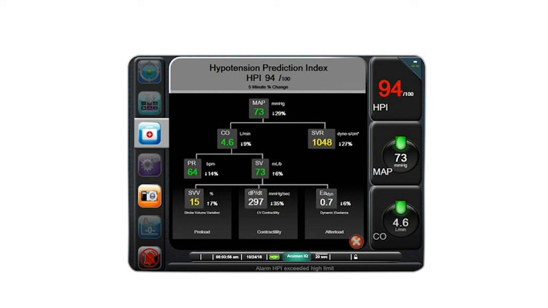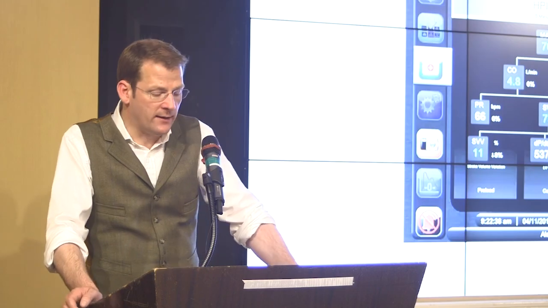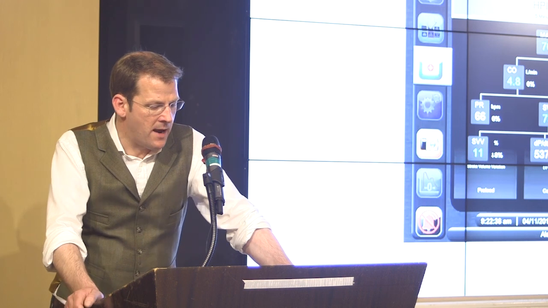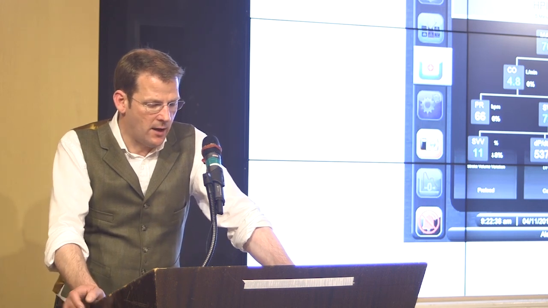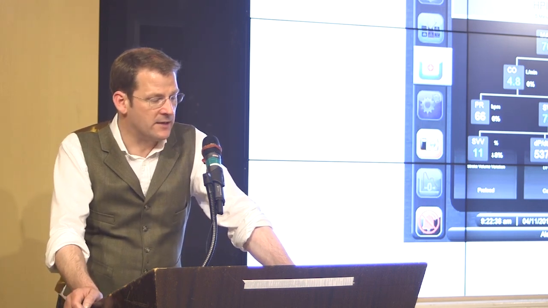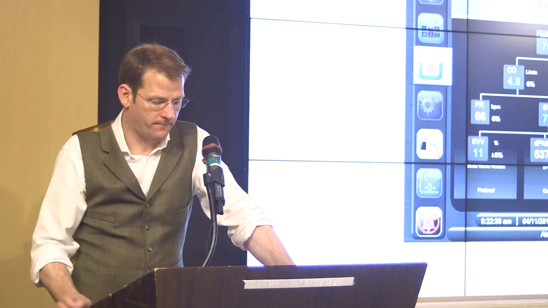HPI is predictive in nature, and therefore the displayed parameters may show values that enable us to treat hypotension, or they may also be in the normal range because hypotension has not occurred. However, the trend direction of these parameters may enable clinical decision-making to be used in advance of hypotension occurring.